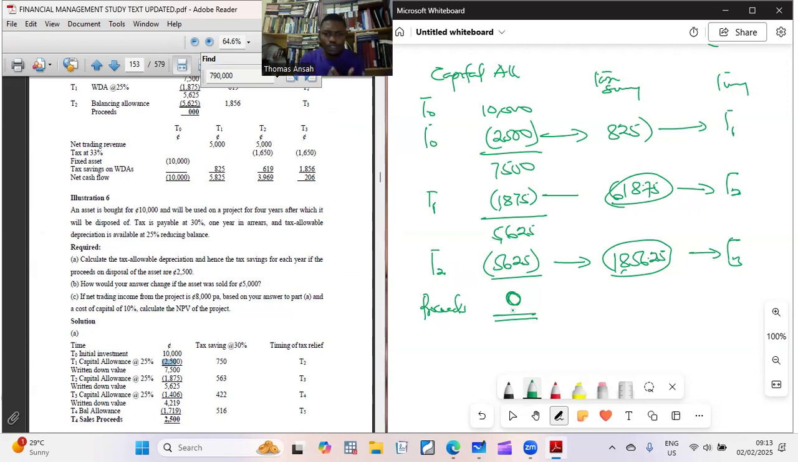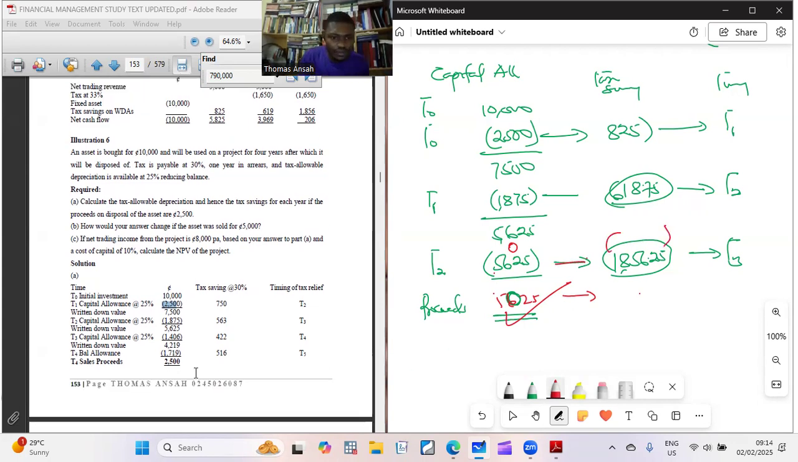Please make sure that you always put the proceeds here, because some tutors will put the 0 here and come and write the negative, the 5625 here, and now tax it. But please, I give you the best. Let the proceeds come. That is the value at the end of the year. Let the proceeds come, then use this one, because sometimes it is a profit, so that if it is a profit, this side will be an additional tax you have to pay. All right, so that is that.